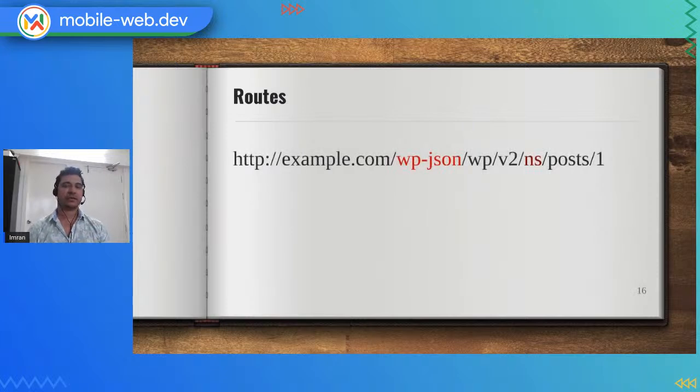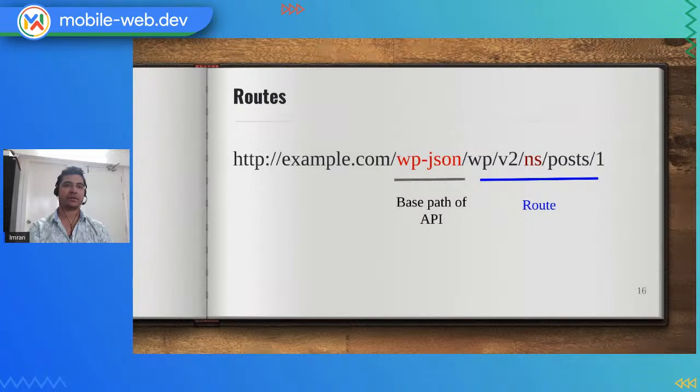Okay, so based on what I have just described, this is the endpoint where your API will be available. Let's say your WordPress is installed and hosted on example.com. Then the route will be wp-json, wp/v2, and ns is your custom namespace. Let me show that to you. This is the base part of the API. This whole thing is your route. And then this part, which is wp/v2, where v2 is actually the version number, is your namespace.